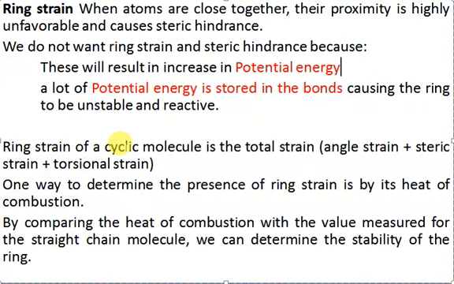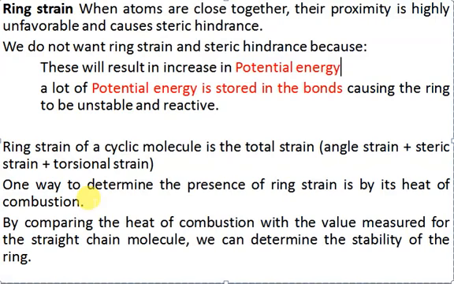The ring strain of any cyclic molecule is a sum total of three types of strains. The ring strain is actually a sum of angle strain, steric strain, and torsion strain. A simple way to determine if a ring has strain or not is to determine its heat of combustion. If you compare the heat of combustion of a straight chain molecule and a cyclic molecule, we can determine the stability of the ring.